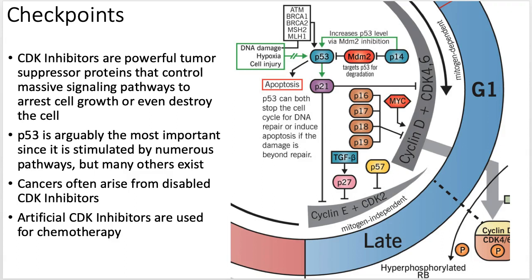Now, as far as checkpoints go, I want to dig a little bit deeper and talk about the tumor suppressors. I mentioned these, P53, and we can call those CDK inhibitors. Let me delineate. There are CDK inhibitors that are artificial, and there are some that are in the cell. They're just tumor suppressor proteins. It's kind of a generic term that we use. So they're tumor suppressor proteins that control these massive signaling pathways. Like I said, you can stall it, you can stop it, you can completely destroy the cell.